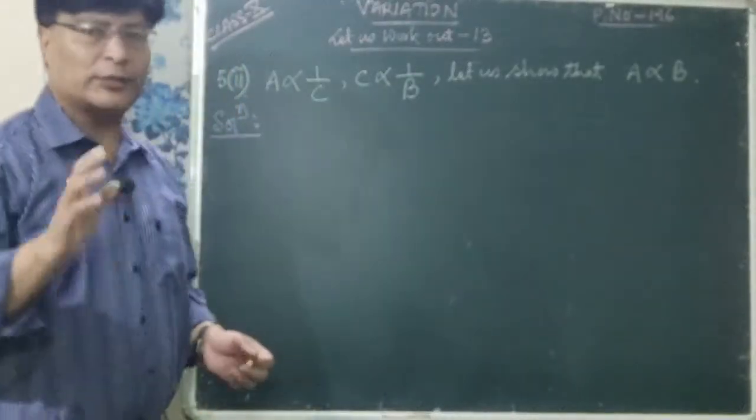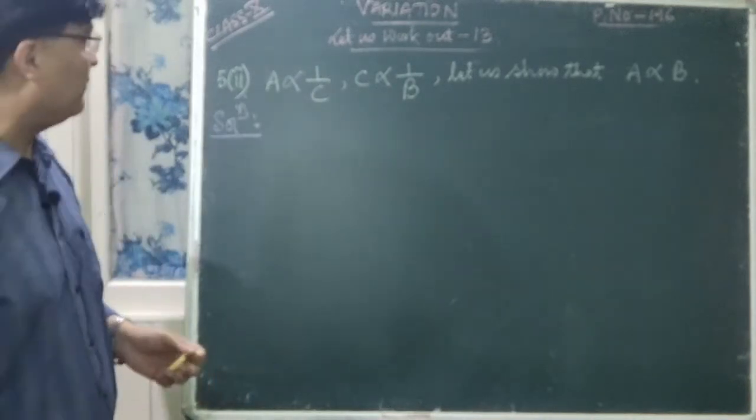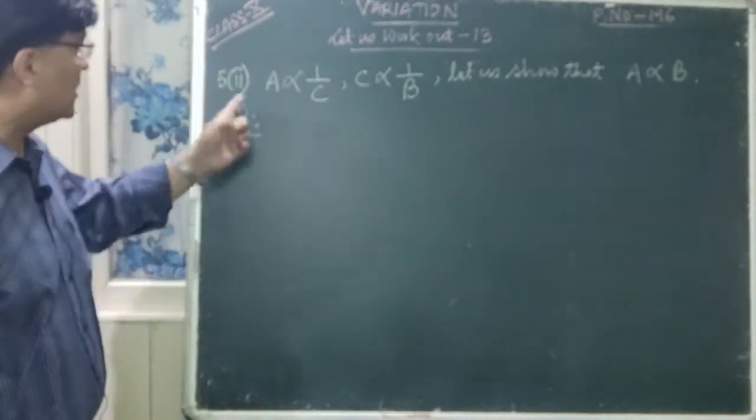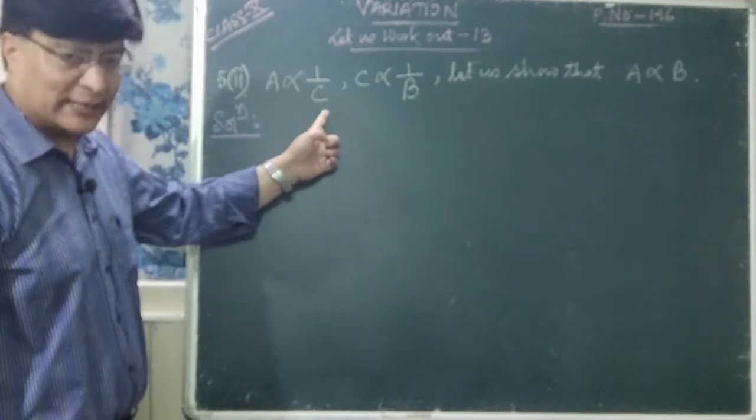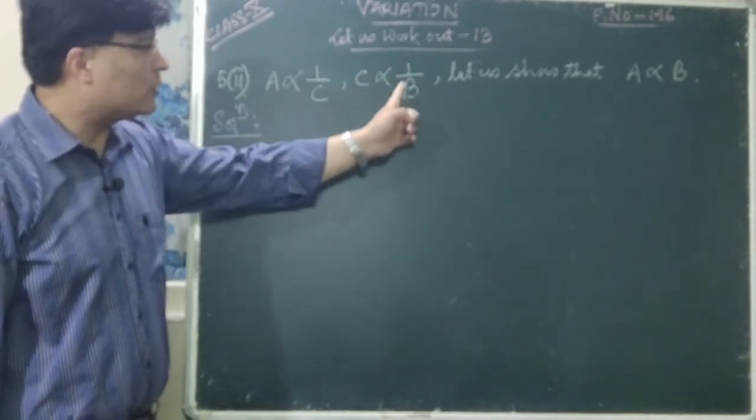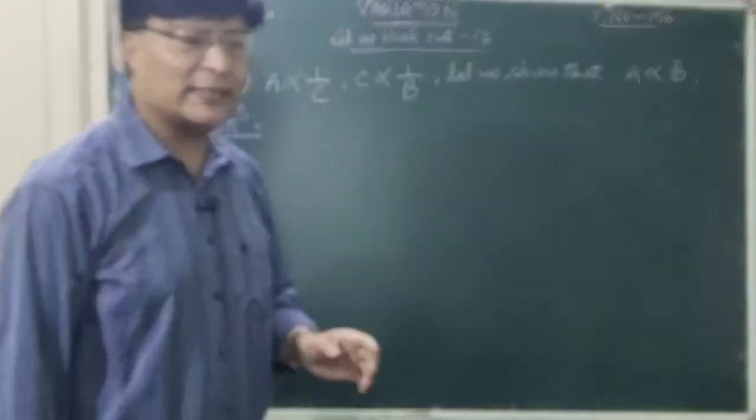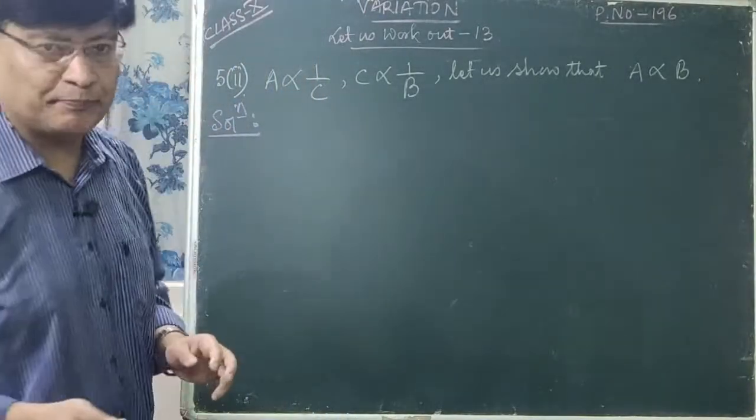Now we'll do the next question, that is 2 of number 5. The given here is A is proportional to 1 upon C. C is proportional to 1 upon B. Let us show that A is proportional to B.